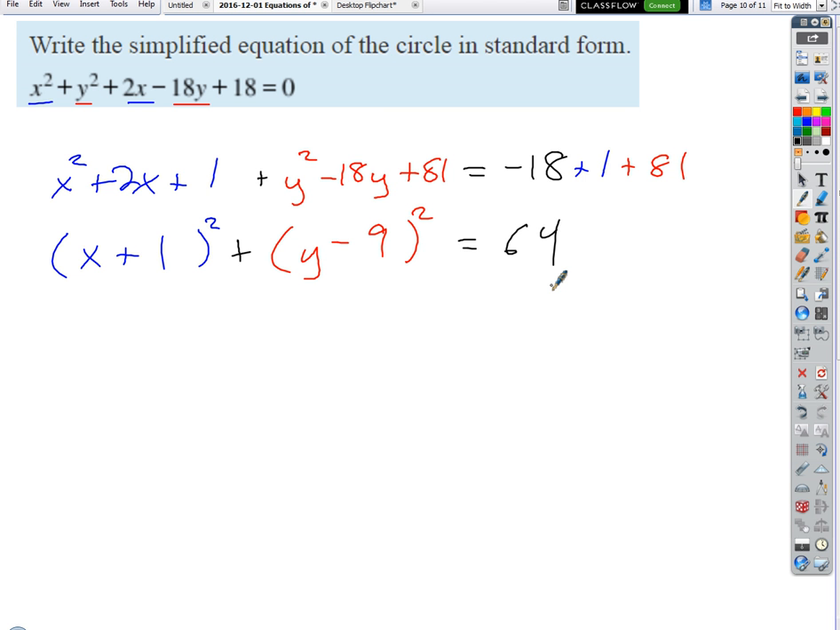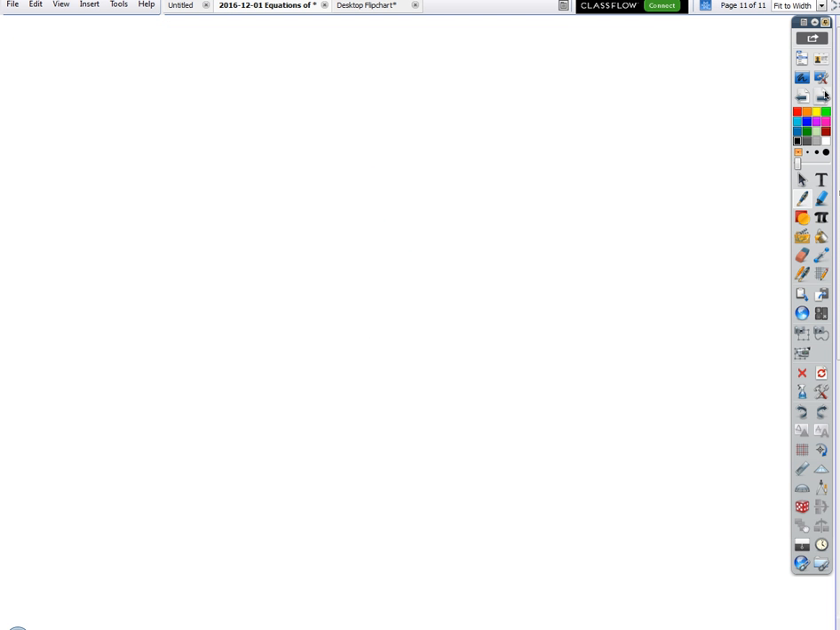Okay, that's in standard form, isn't it? We can see from this form that this is a circle centered on h, k equals negative 1, 9 with a radius of what? 60. No, just kidding, 8. There you go, because that's r squared. Make sense? Okay. So what about, let's take one like that, but maybe for parabolas.